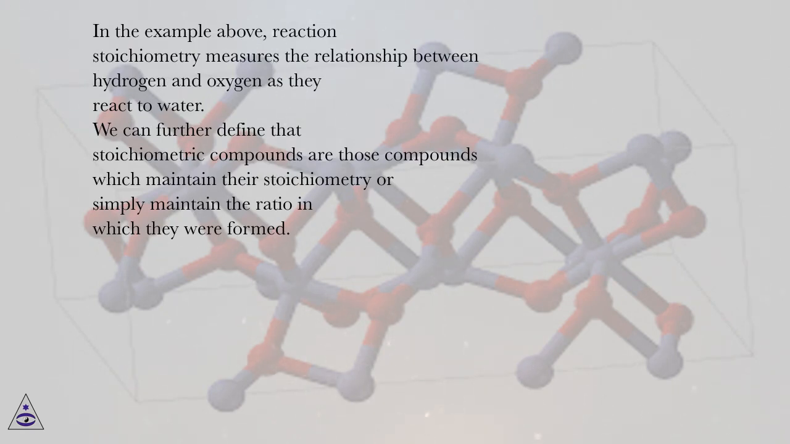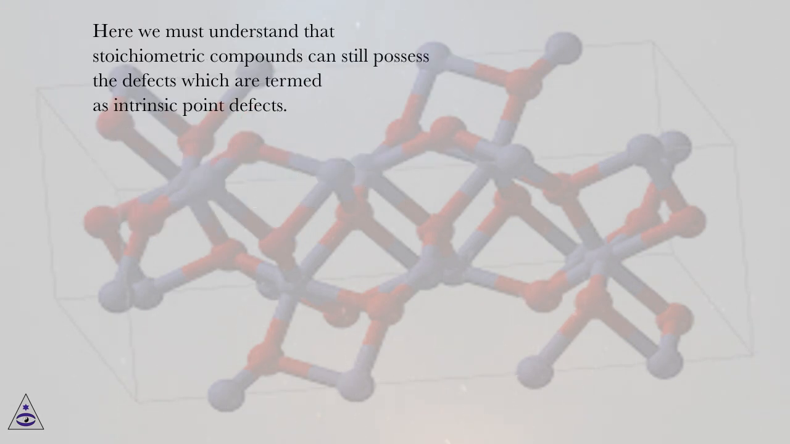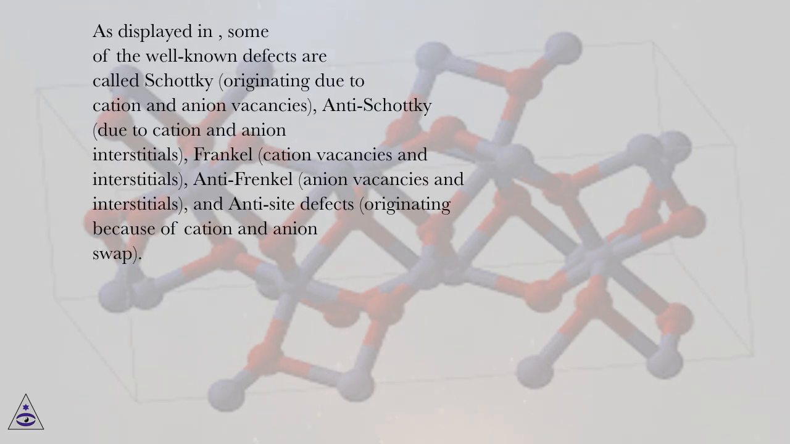We can further define that stoichiometric compounds are those compounds which maintain their stoichiometry, or simply maintain the ratio in which they were formed. Here we must understand that stoichiometric compounds can still possess defects which are termed intrinsic point defects. As displayed, some of the well-known defects are called Schottky, originating due to cation and anion vacancies; anti-Schottky, due to cation and anion interstitials; Frenkel, cation vacancies and interstitials; anti-Frenkel, anion vacancies and interstitials; and anti-site defects, originating because of cation and anion swap.